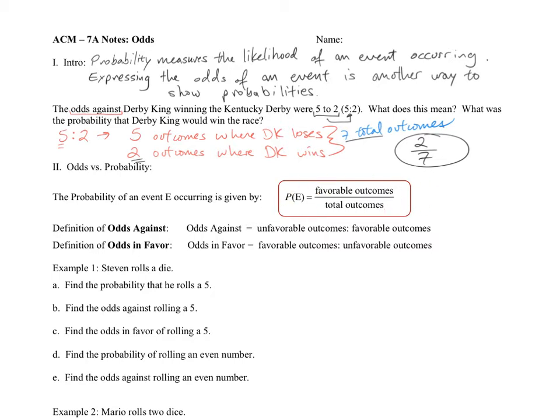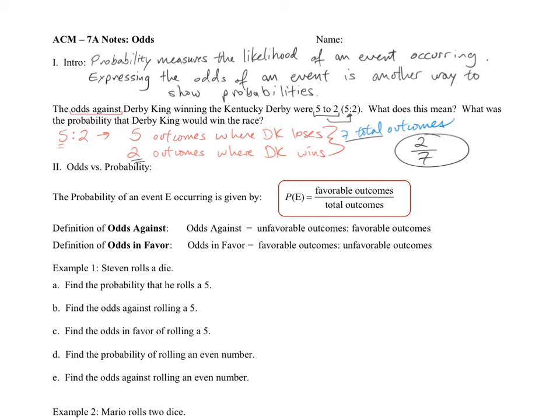This is what we were just talking about up here. So the definition for odds against are unfavorable outcomes colon favorable outcomes, and the odds in favor, we just flip them around. Remember, the odds against means that will describe the first number. Odds against, unfavorable; odds in favor, favorable. All right, so we'll look at example 1.